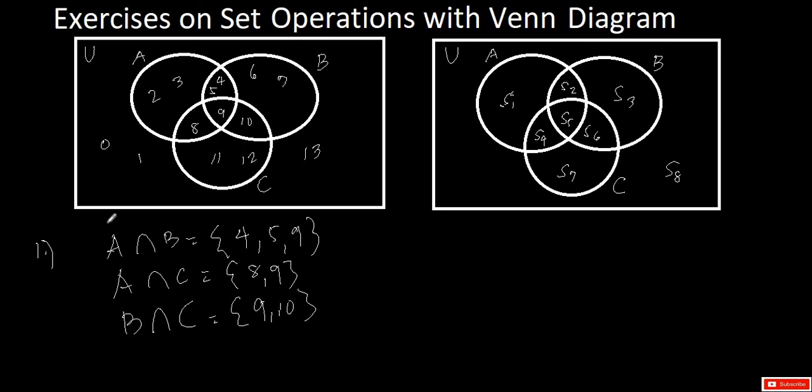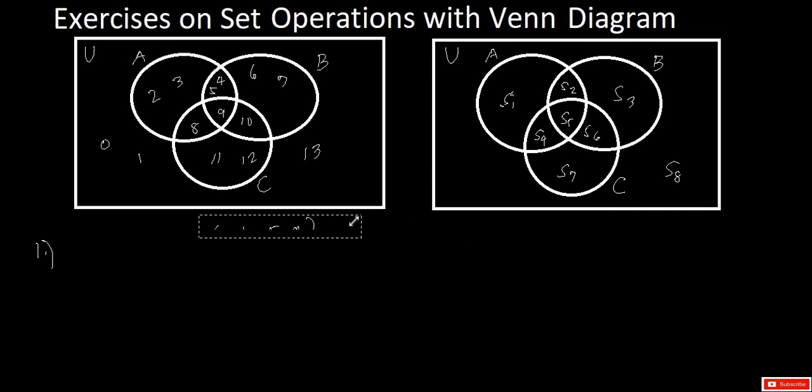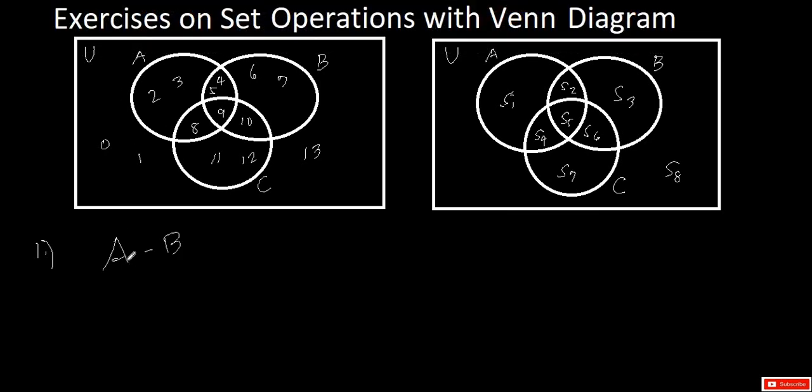Let's have another operation. This time, difference. Okay, so let's have A minus B. Okay, so what are the regions in the Venn diagram that belong to A only? No, that belong to A but not B. A but not B. So we have S sub 1 and S sub 4. Okay, so therefore the elements of A minus B are 2 and 3 from S sub 1 and 8 from S sub 4.